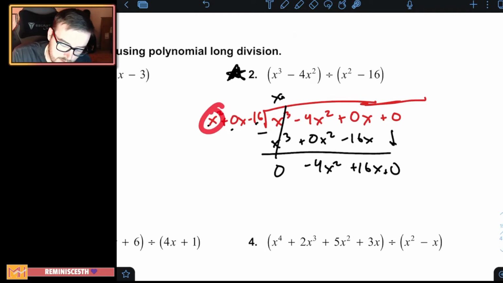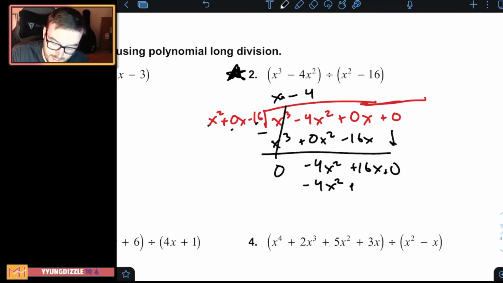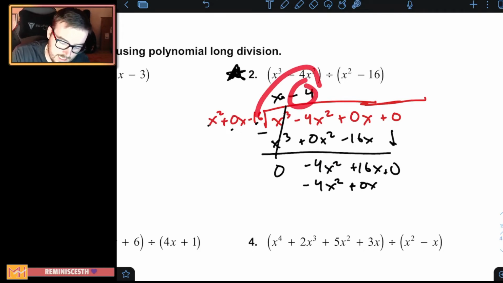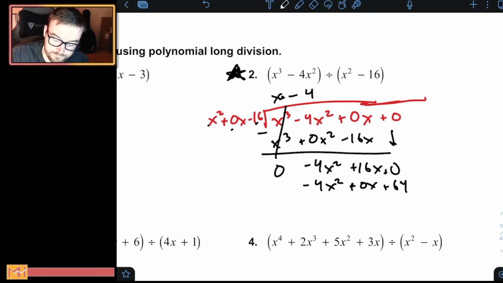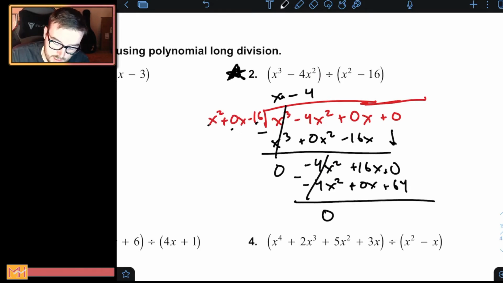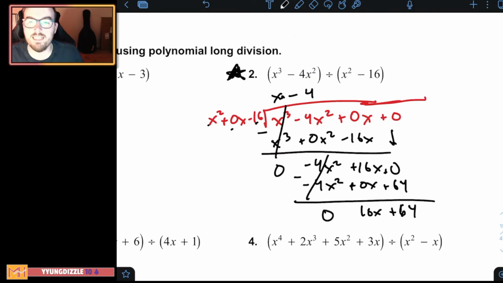So now x squared times what gives me negative 4x squared? Negative 4. And negative 4 times x squared is negative 4x squared. Negative 4 times 0x is still 0x. And negative 4 times the negative 16 is a positive 64. And when you subtract, that goes to 0, and you're left with 16x plus 64.